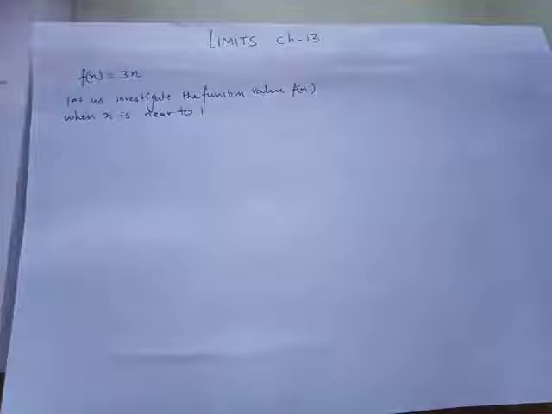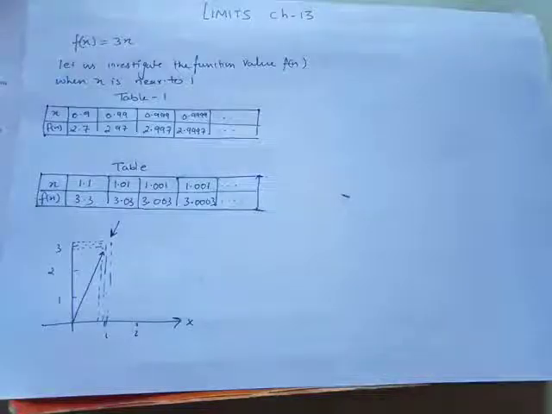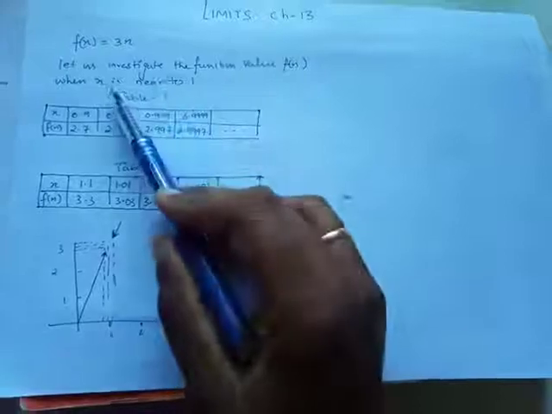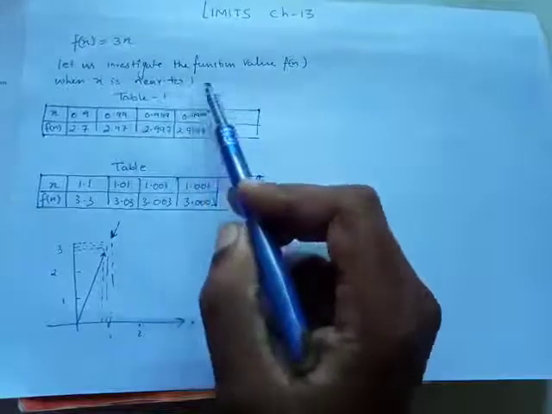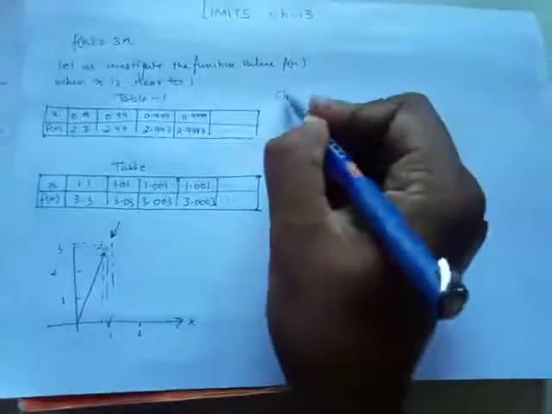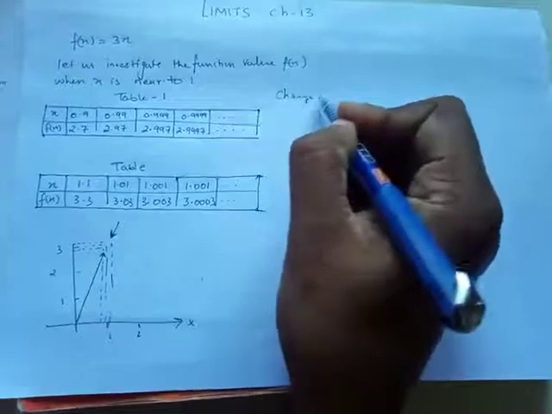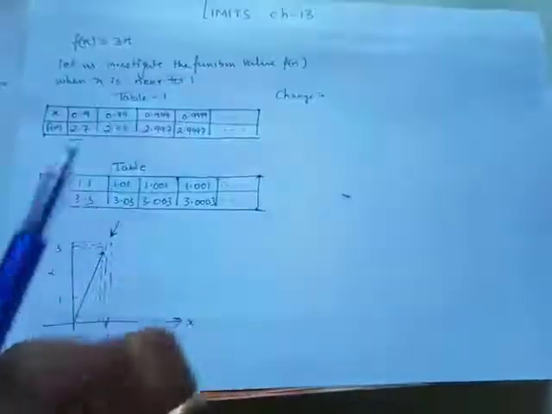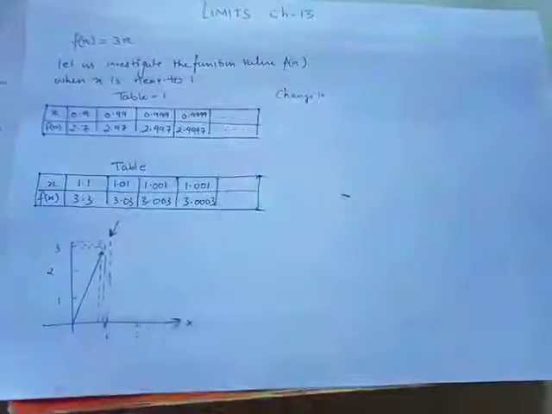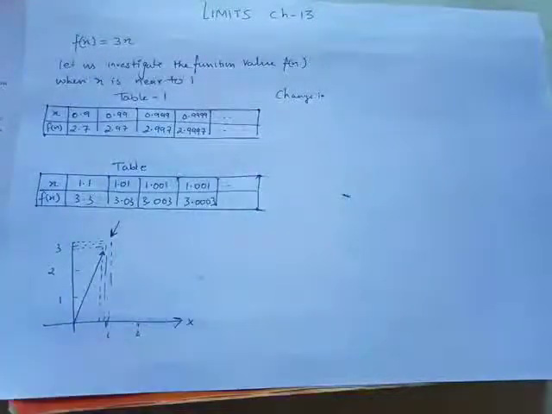Okay, let us take a small example, that is the function f(x) equals 3x. Now let us investigate the function value f(x) when x is near to 1, because we are studying change in the value. So we are going to go as near to 1. We are not going to go to 1 directly. We are going to go as near to 1. Okay, this is a very simple example.